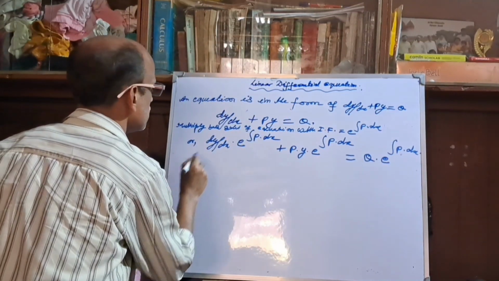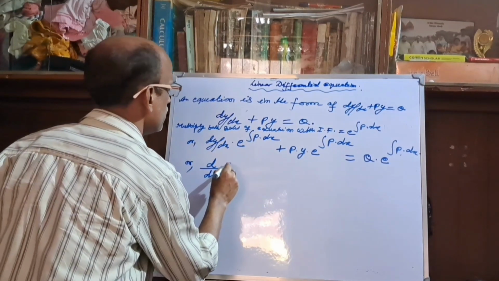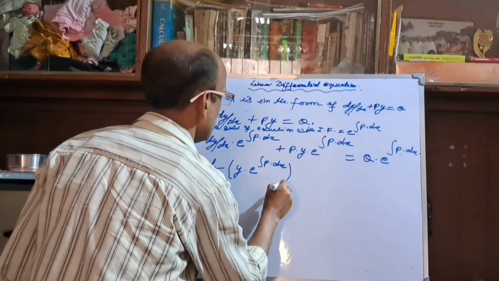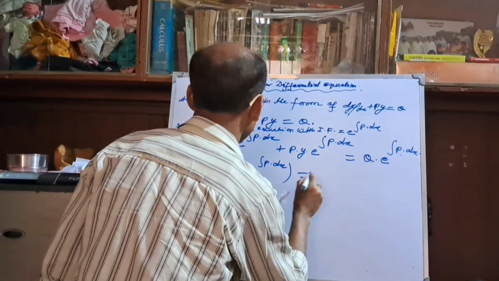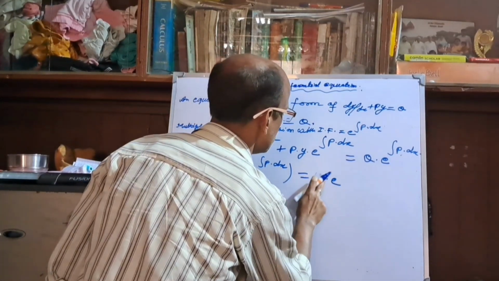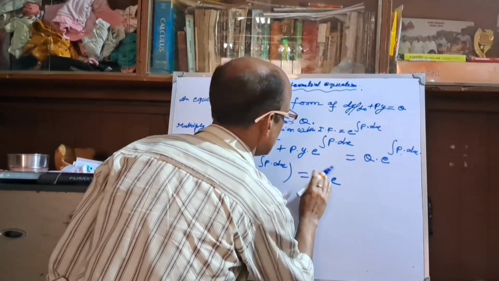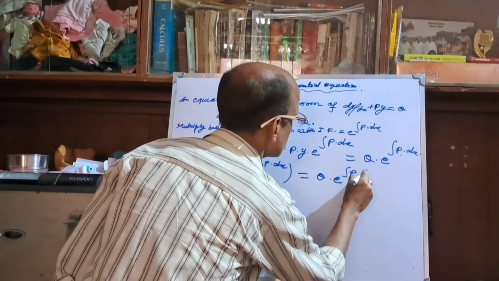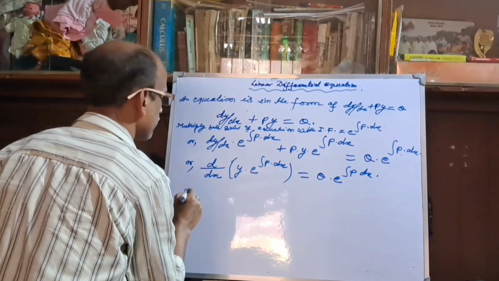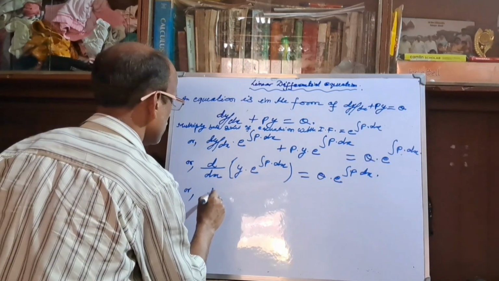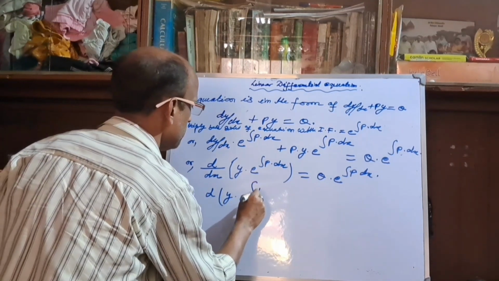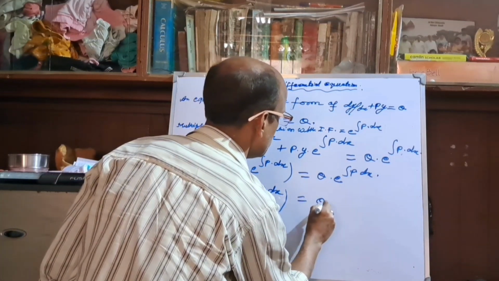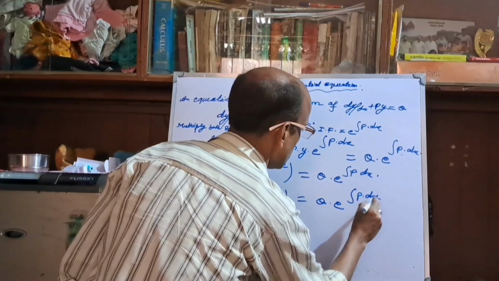So this we can write as d by dx of y e to the power integral of p dx, that is equal to q e to the power integral of p dx. This becomes d of y e to the power integral of p dx equal to q e to the power integral of p dx times dx.